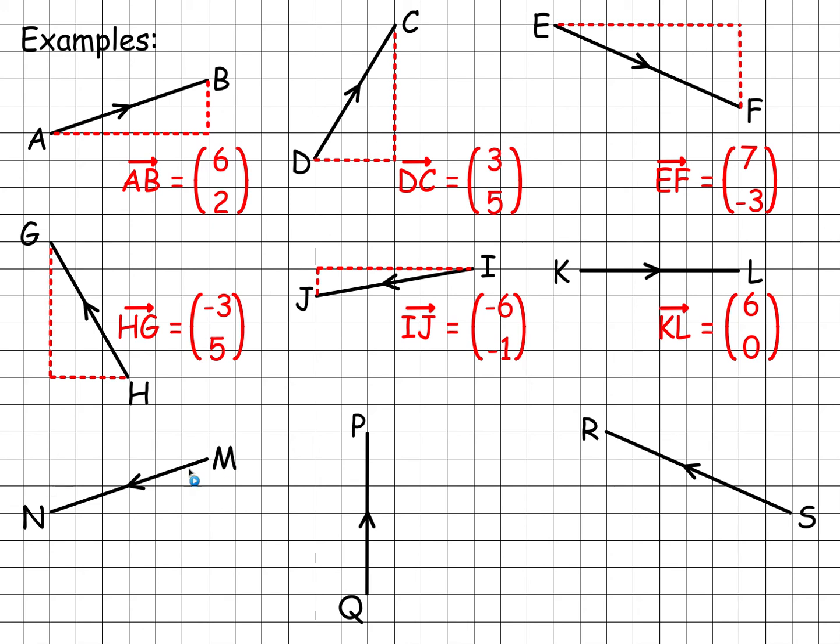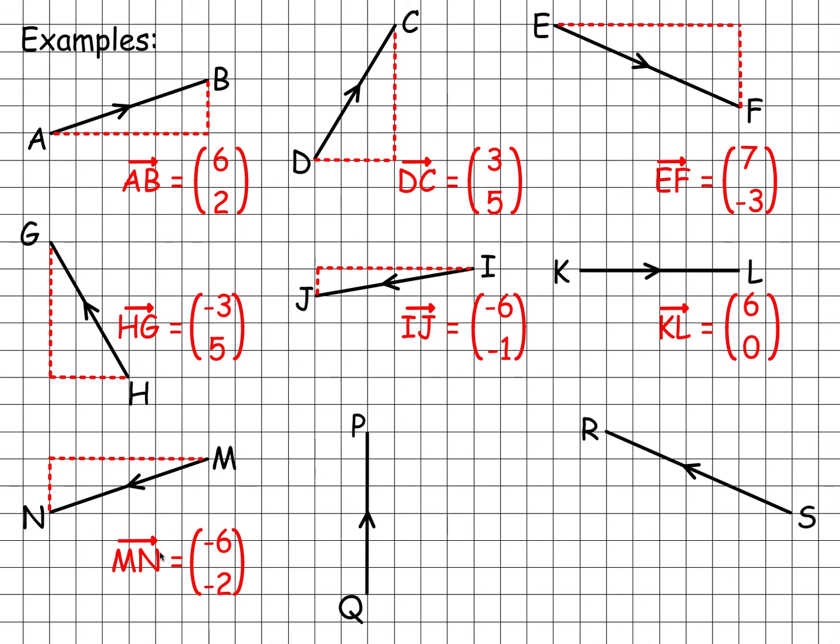Going from M to N, we're going 6 left in the x direction, negative 6 in the x direction, and 2 down in the y direction, negative 2 in the y direction. So that was negative 6, negative 2.